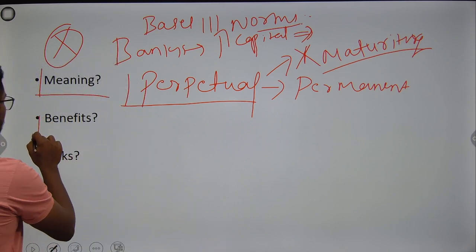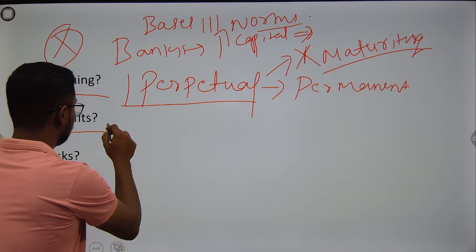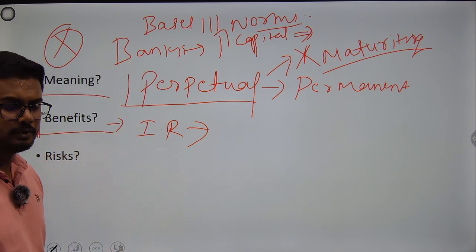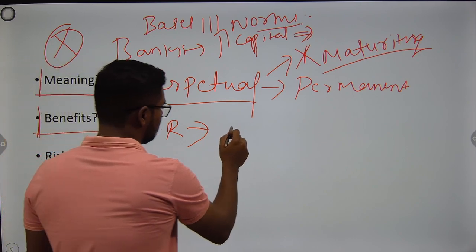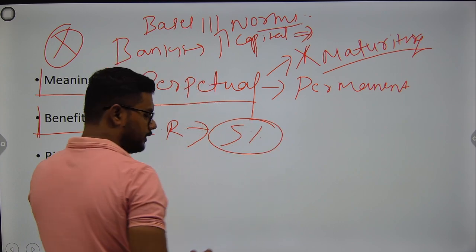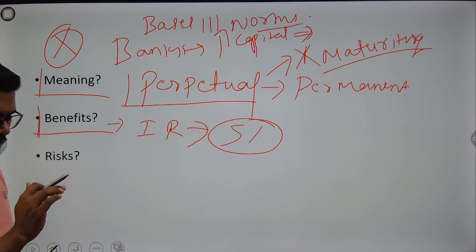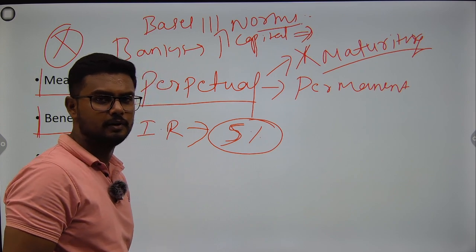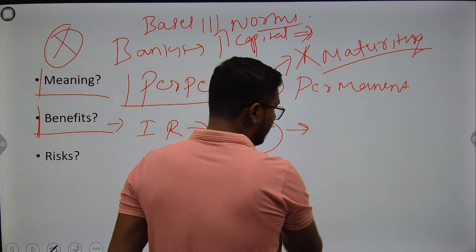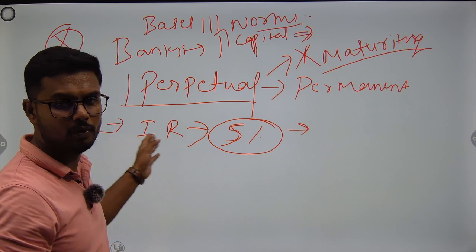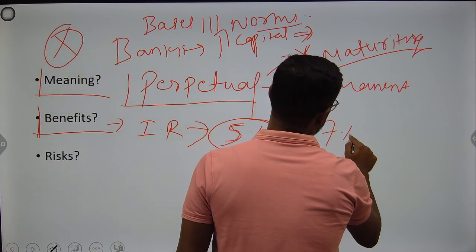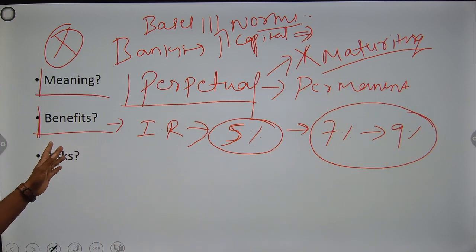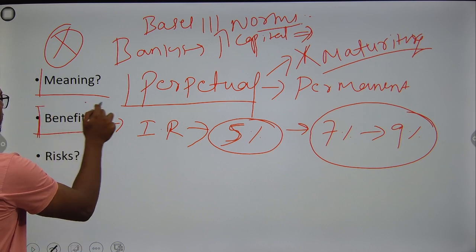Then what are the benefits associated with these kinds of bonds? The major benefit is the interest rate. Any FD or fixed deposit parked in a bank is given not more than 5% interest. A large sum of FD parked in any bank would not get more than 5% returns, whereas the interest rate on additional tier 1 bonds would be more than 7%. In some cases, it would be nearly 9%. So this is the major benefit associated with additional tier 1 bonds.